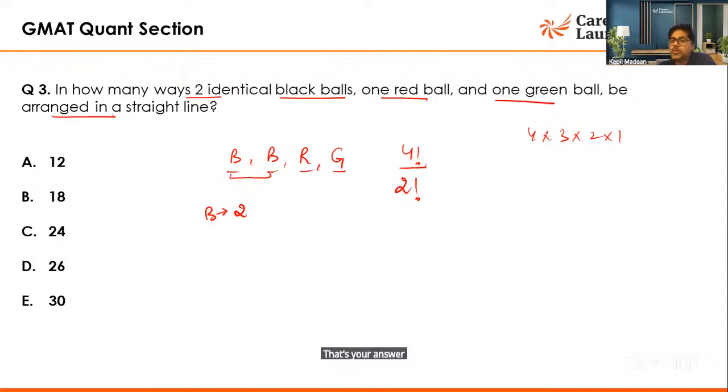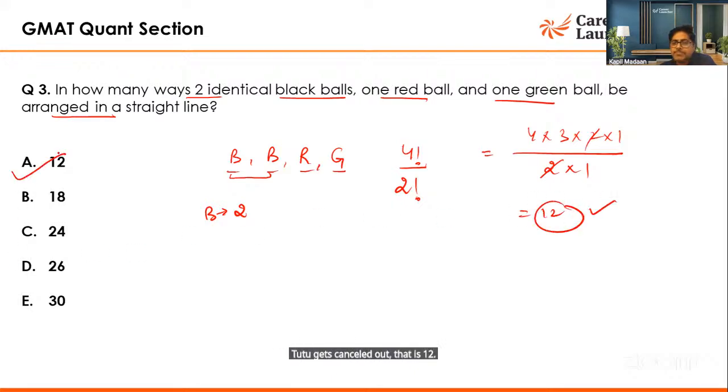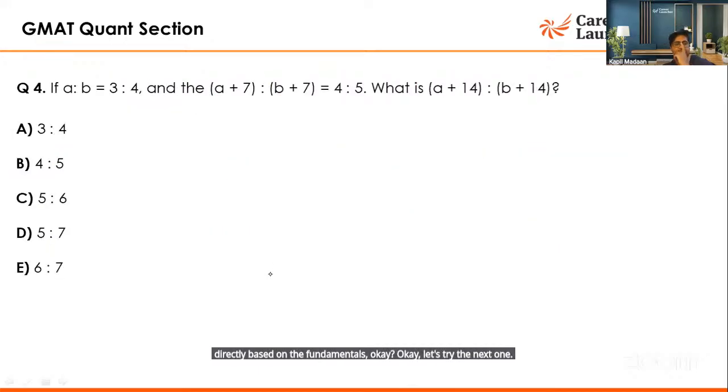Okay. So 4 factorial is 4 into 3 into 2 into 1. What is 2 factorial? That is 2 into 1. 2 gets cancelled out. That is 12. Directly based on the fundamentals. Okay. Let's try the next one. Try this one. Quick 1 minute. Hope you all have at least gone through or attempted.